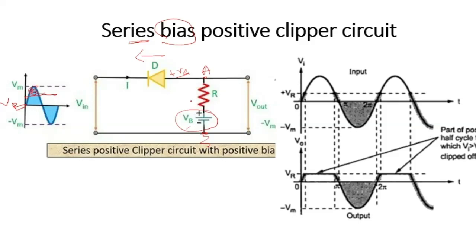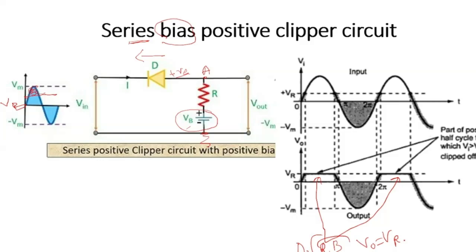So we will get this much output. Now in a series connection, at clipping time the diode is in reverse bias. So this is our clipping time. At that time the diode is in reverse bias. So what is the output voltage? Output voltage is equal to VB or VR, the reference voltage, right?